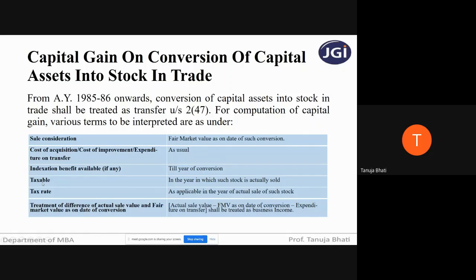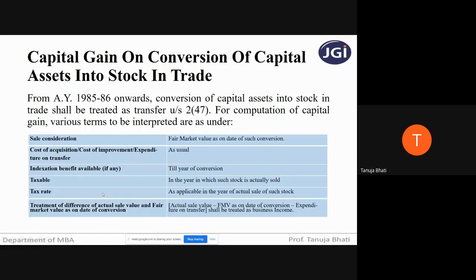And it will be taxable in the year in which such stock is actually sold. So the year when you're converting it, you need not show it as a capital gain, but the year your stock in trade is getting sold, that is the year when you will compute two sets of income: income from capital gains, which we have seen how to compute, and business income. The tax rate is as applicable in the year of actual sale of such stock.